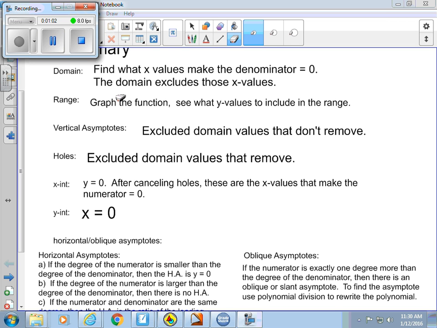Rational functions are too complex to work range without a graph. That does not mean we need a calculator. A lot of people think when I say we need a graph, that means we need a calculator. Some of them we will need one. Some we can do without a calculator. It depends on the difficulty level.